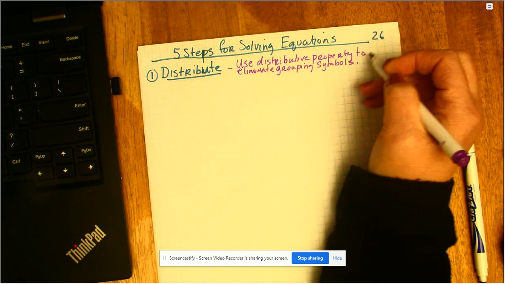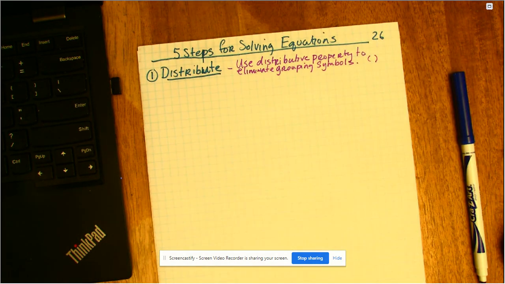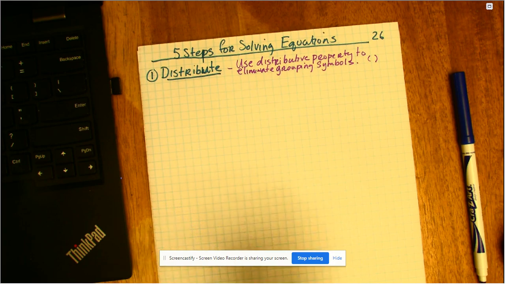And again, like I said, this is not the end all be all. So when we say distribute, what we're really talking about is usually we're going to use distributive property to eliminate grouping symbols. Sometimes we might use some other things. Sometimes we might, for example, have a grouping symbol that is a fraction bar. So there may not be distributive property there. We may need to eliminate the fraction. So that's kind of like where we are.